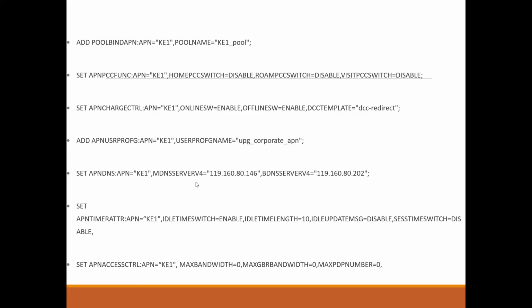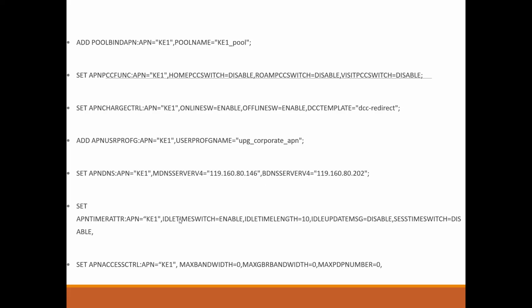The next part is assigning the specific DNS IP addresses to this APN. So you have a master DNS IP address, the primary, and this is the backup DNS IP address. When the user uses this APN to access the internet, these are the two DNS servers that are going to be assigned for the resolution of your URL into specific IP addresses. Okay. The next is your APN timer attributes.